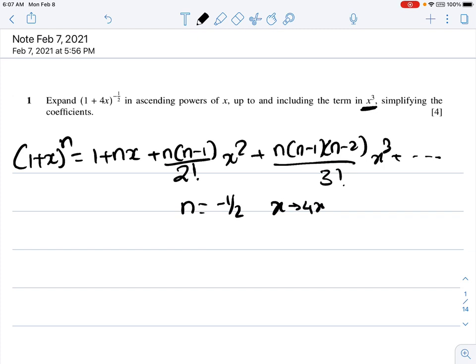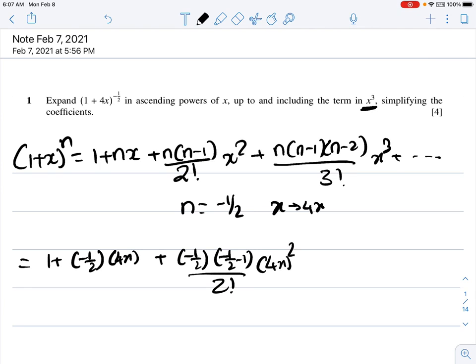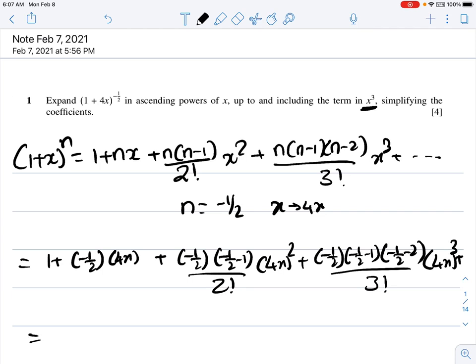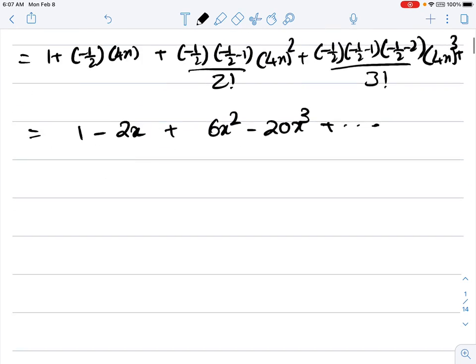Then we plug in the values now. It becomes 1 plus negative 1 upon 2 times 4x, plus negative 1 upon 2 times (negative 1 upon 2 minus 1) upon 2 factorial, (4x) whole square, plus negative 1 upon 2 times (negative 1 upon 2 minus 1) times (negative 1 upon 2 minus 2) by 3 factorial, (4x) whole cube and so on. This is all just basic calculator based calculation. I'm directly writing the answer: 1 minus 2x plus 6x square minus 20x cube and so on. That's going to be the answer for question number 1.